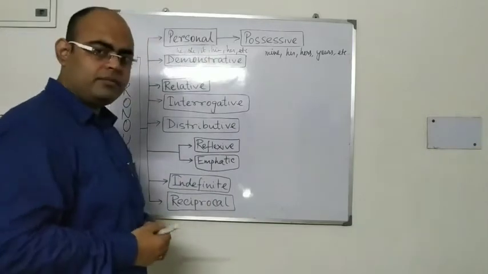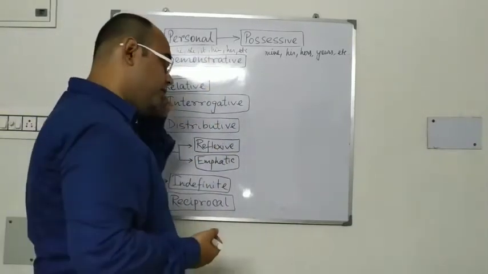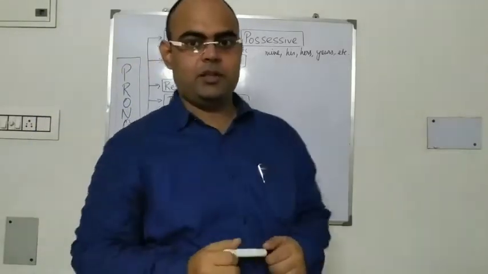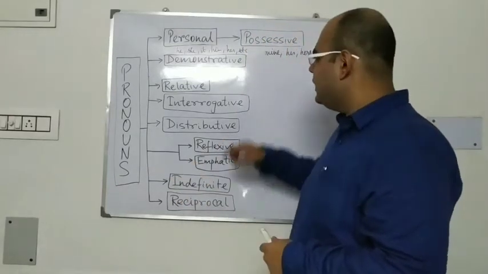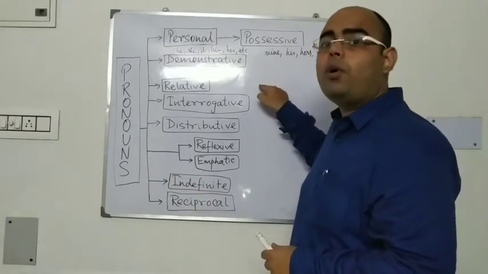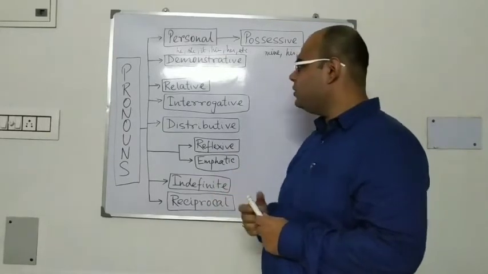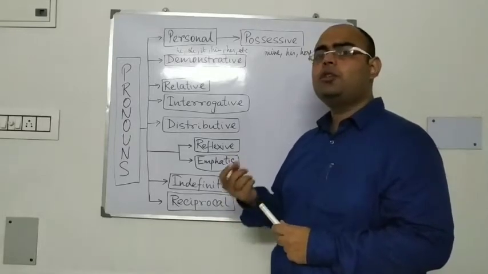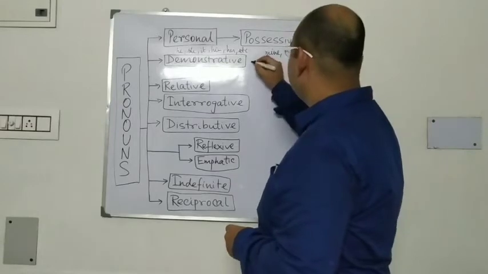Now the next one, demonstrative pronoun. A demonstrative pronoun is a pronoun that demonstrates or points out something or somebody. Let me again give you some examples. This is a board. These are different types of pronouns. So these words, this, these, that, those, are called demonstrative pronouns.